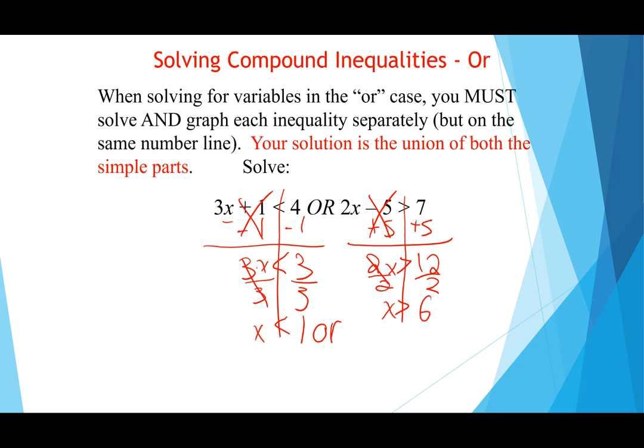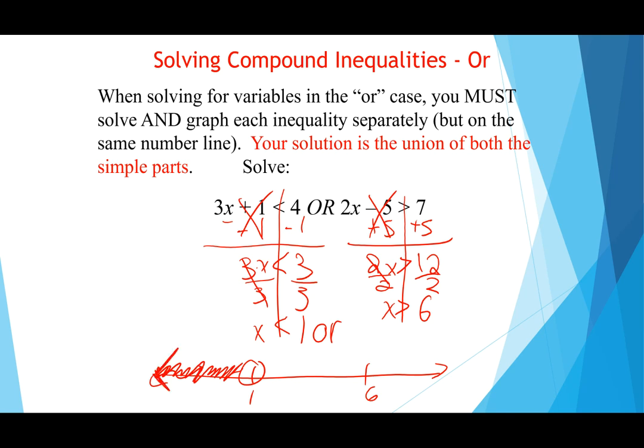So there's your OR inequality. You have x is less than 1 or x is bigger than 6. If you put this on a graph, here's 1, here's 6. X less than 1, it's an open circle on 1, and we shade less than. That's the left side.